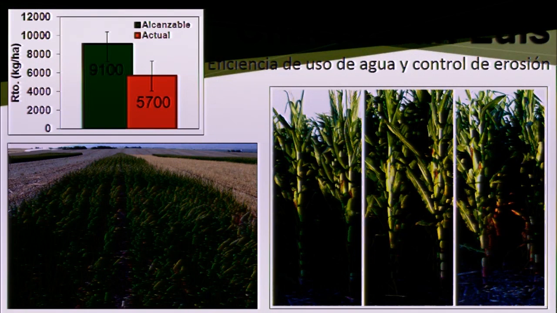In Chacra San Luis, yields under dry land are about 9,100, but it varies from one area to the next because we have some weather impact here. Averages are about 5,700 kilograms. This is a semi-arid area, so farmers are concerned about preserving water.